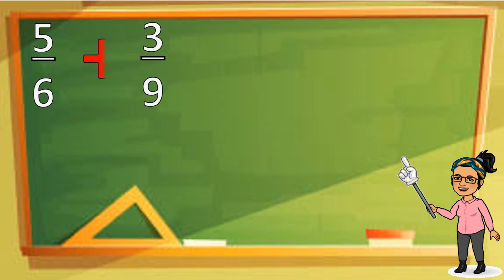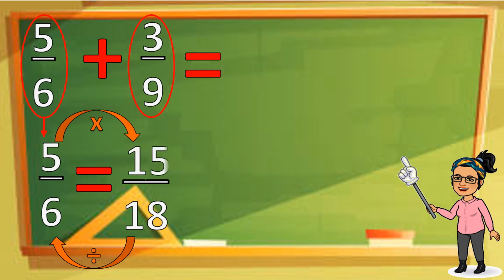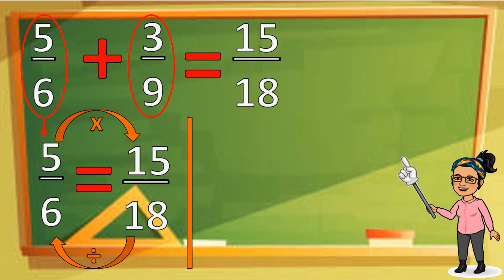And then we change these fractions into similar fractions. So let's do 5/6. We change the denominator 6 to 18. And again, just divide and then multiply. 18 divided by 6 is 3. And 3 times 5 is equal to 15. So 5/6 will become 15 over 18.